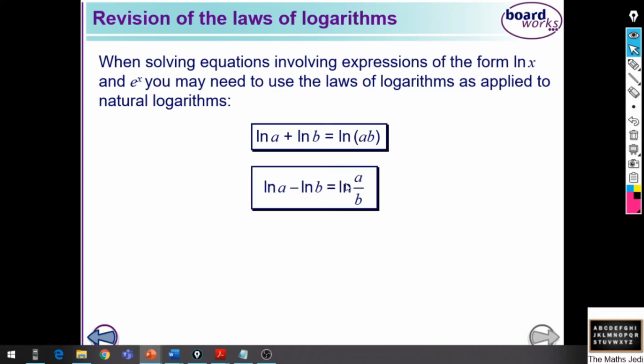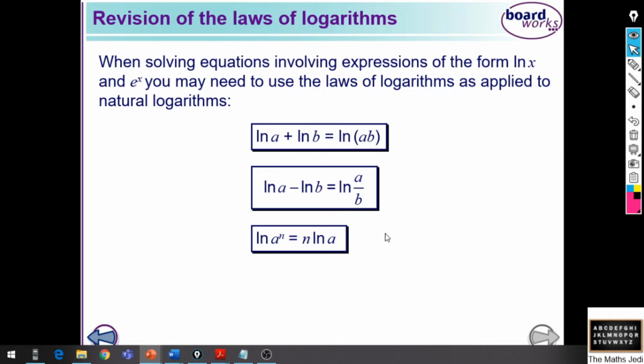Similarly, if you are dividing things of the same base, you can subtract the powers, and this is the equivalent logarithmic rule to that. So log a minus log b is log of a over b. So just be aware of that rule.